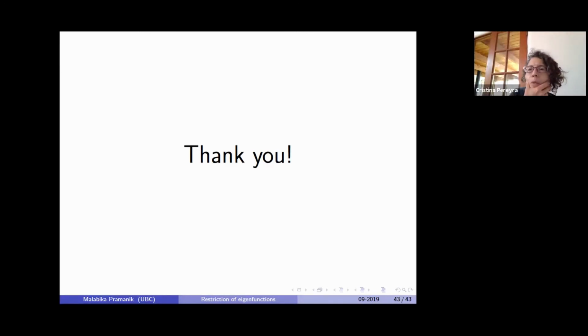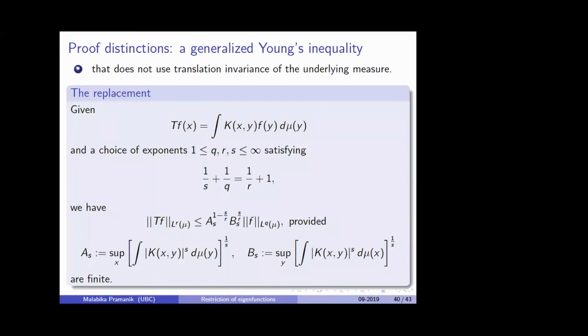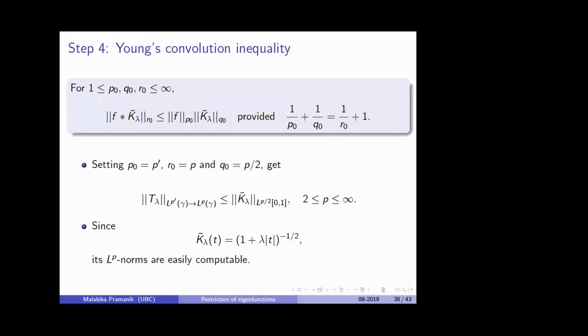Milabika, what you said at the very end: can you explain why the random Cantor sets you can handle, but for the deterministic ones, what's the obstacle? So I think the obstacle is the self-similarity of deterministic Cantor sets.